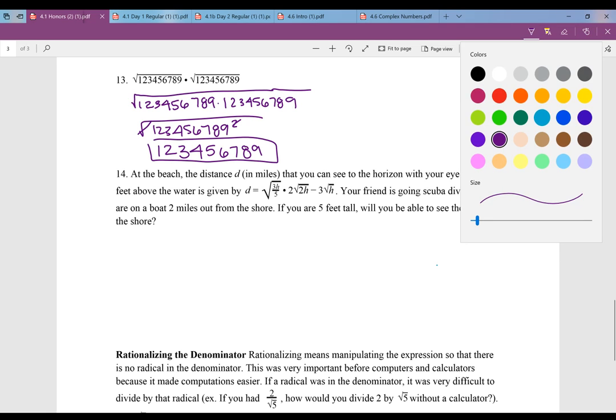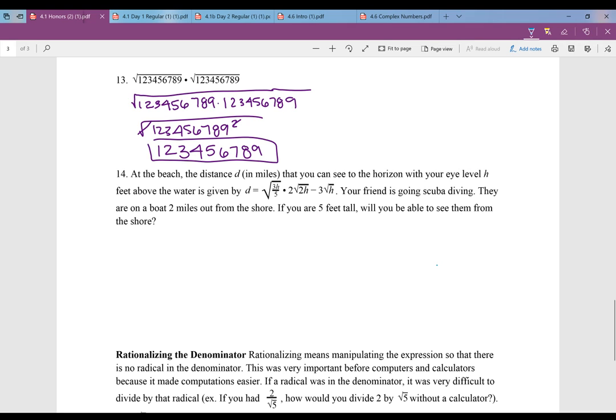Okay, let's look at number 14. At the beach, the distance d in miles that you can see to the horizon with your eye level h feet above the water is given by this equation here. Your friend is going scuba diving. They are on a boat 2 miles out from shore. If you are 5 feet tall, will you be able to see them from shore?